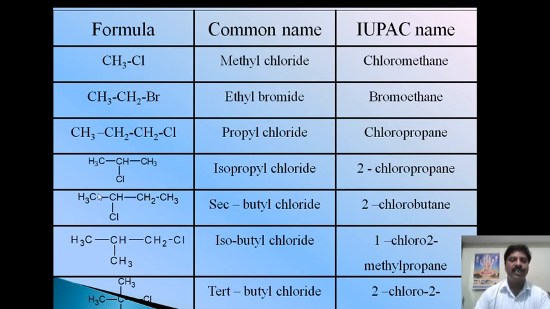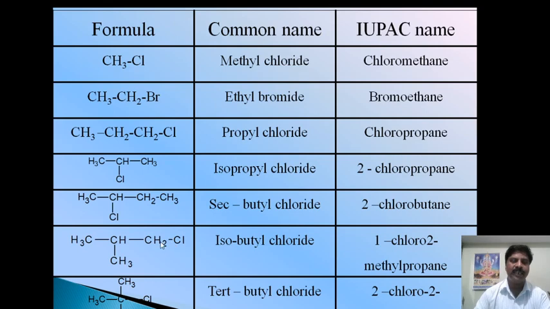Again, the tertiary butyl chloride. This is the secondary butyl chloride. This is the secondary carbon atom. This has 4 carbon atoms, and therefore it is called secondary butyl chloride, the common name of this compound. But for the IUPAC name, numbering should be from left to right. This is 1, this is 2, 3, 4. Four carbon atoms means butane, and the halogen group is chloro. At the 2 position the chloro group will be there, therefore 2-chlorobutane is the IUPAC name of this compound.